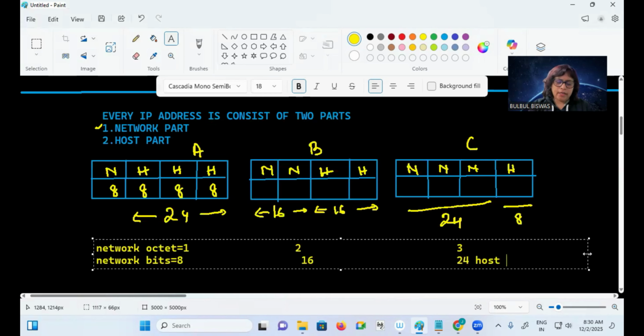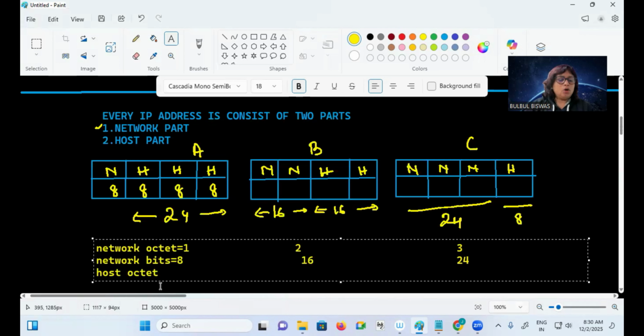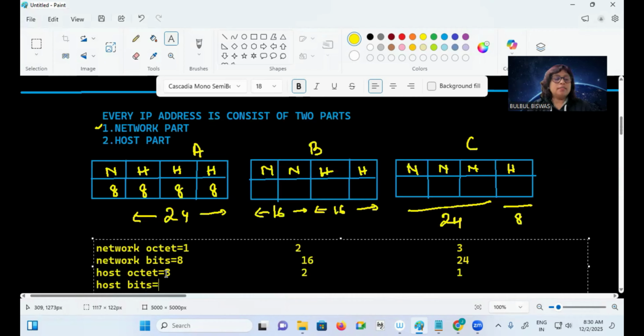In the same way, if I find the host octets, in class A the host octets are 3. For class B, host octets are 2. And for class C, host octet is 1. In bit format, host bits are 24 for class A, 16 for class B and 8 for class C.